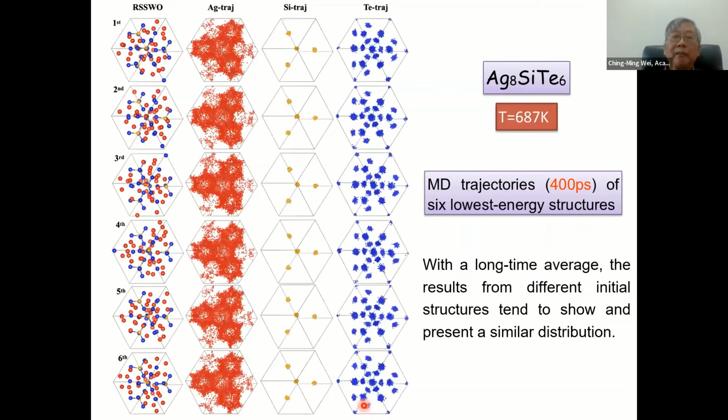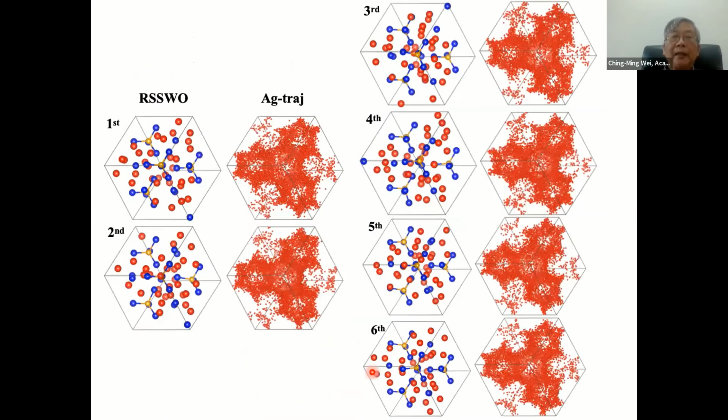Now here are the results. For example, we have the 6 initial structures, and after the 400 picosecond MD simulation, we get the trajectory to form the atomic density distribution function, and they are very similar. And for silicon and telluride, the atoms just move around the local positions without diffusion. In other cases, this gives a more clear picture.